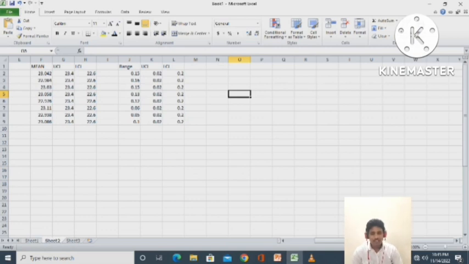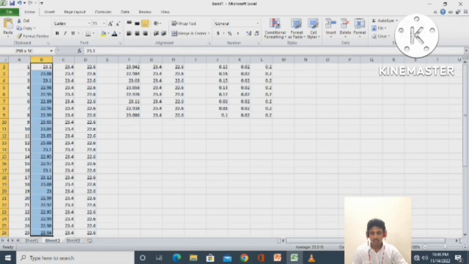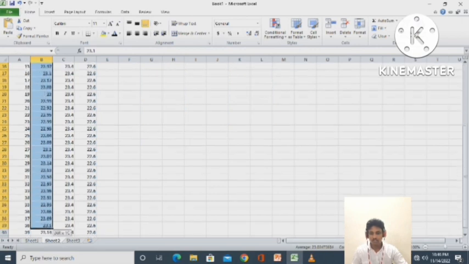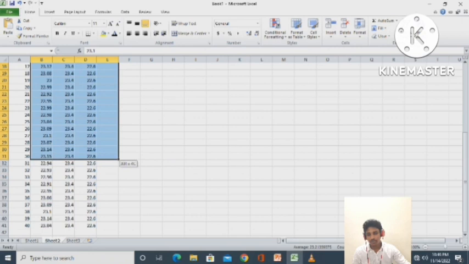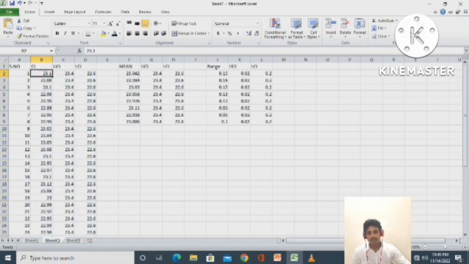We can calculate CP and CPK values by using the formula. There is another way to find out the capability of the process, that is the plotting method. This is the diameter data of the shaft for 40 continuous shafts. We are going to plot this data in a graph.